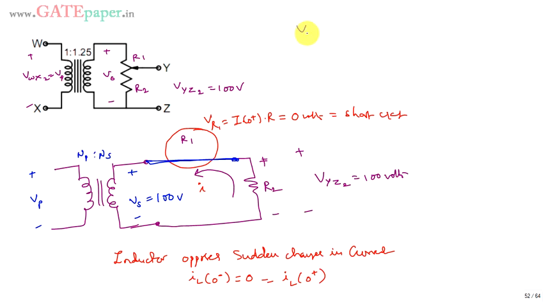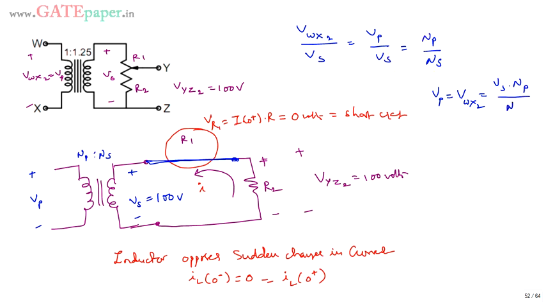So we get the ratio of VWX2 divided by Vs, which is Vp by Vs equal to Np by Ns. Vs is known, 100 volts, so you can calculate Vp, which is VWX2, equal to Vs into Np divided by Ns. Vs is 100, Np on the primary side is 1, and Ns is 1.25. So 100 by 1.25 is 80 volts. So the primary side voltage is 80 volts when the voltage across YZ terminals is 100.